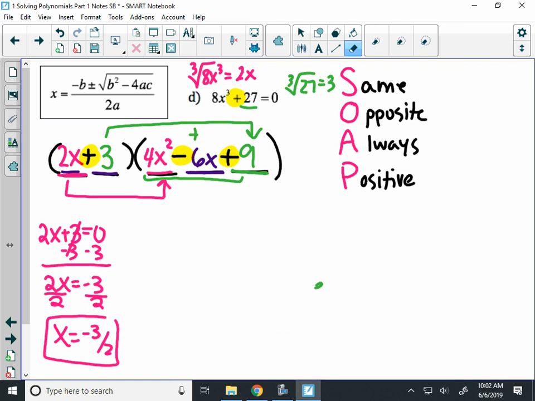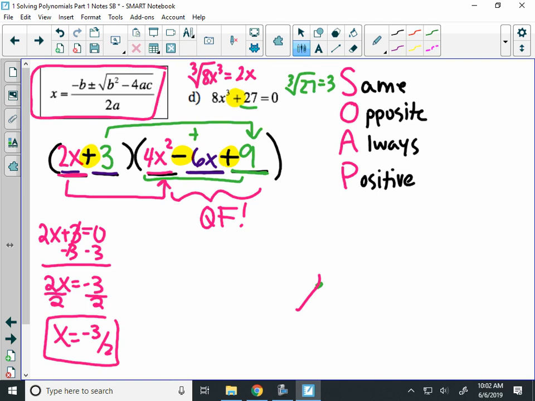And in fact, any time you use the SOAP method to factor, that trinomial is never going to factor, ever. Don't even try. Don't waste your time. So in order to solve this, you need to use the quadratic formula, which is why that's up here in the box.